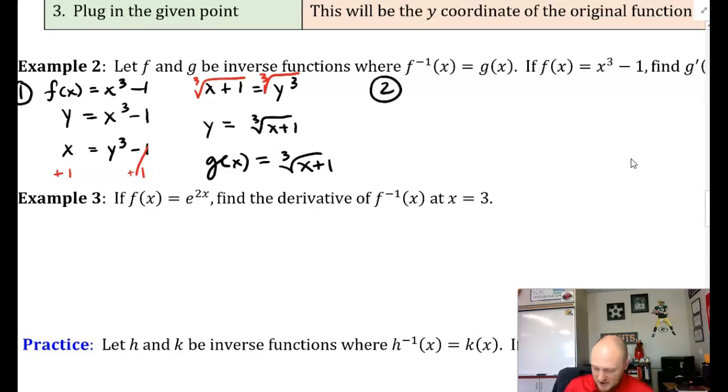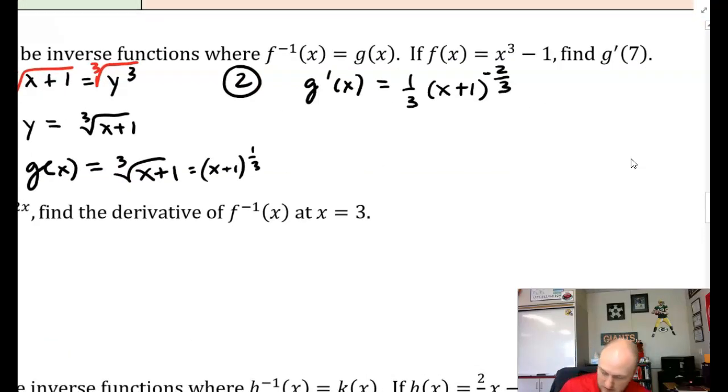Step number 2, take the derivative of this. The cube root of x plus 1, hopefully you know, is just x plus 1 raised to the power of 1/3. So g prime of x is equal to 1/3 times x plus 1 raised to the power of negative 2/3. Now they say find g prime of 7, and this is step 3. Just plug in whatever they want you to find.